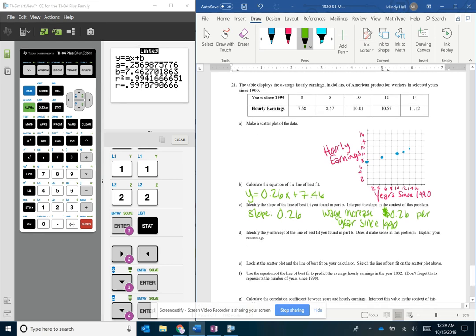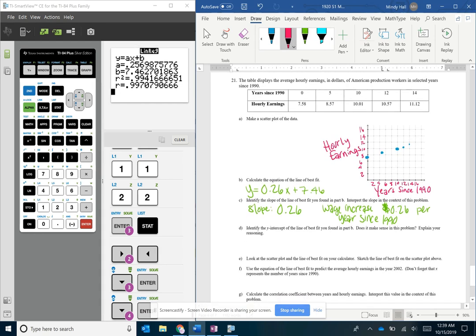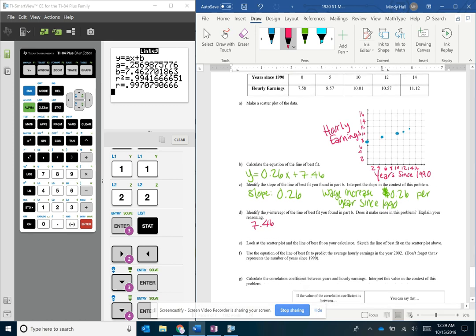So then, identifying the y-intercept of this line of best fit, we're looking at that 7.46. And in this problem, thinking about it, it does make sense that the hourly earnings was 7.46, because back in 1990, the minimum wage was much lower. And honestly, there's still plenty of states that their minimum wage is the federal minimum wage, which is $7.25, unless I'm super outdated. Let me know if I am. So this does make sense in the problem, because that would be $7.46 an hour.